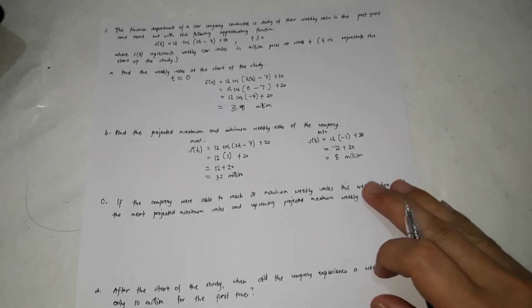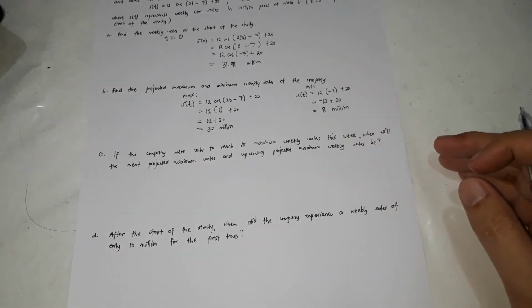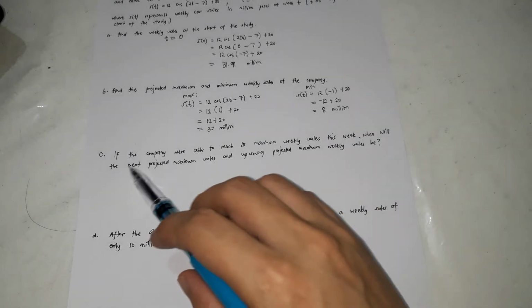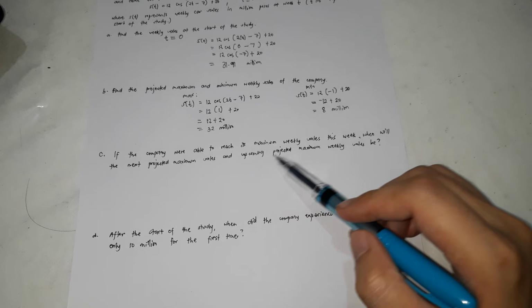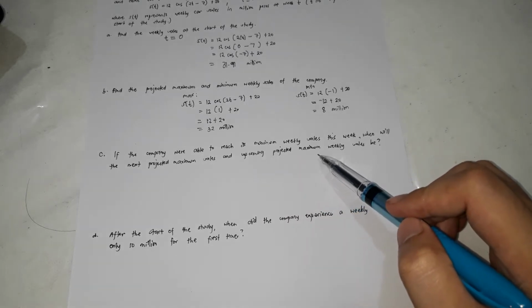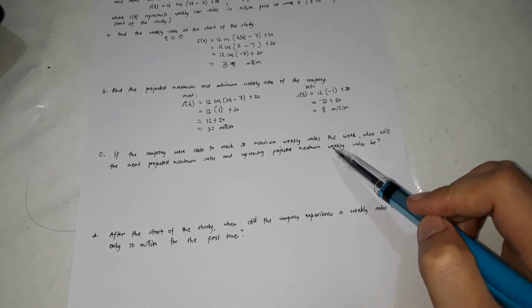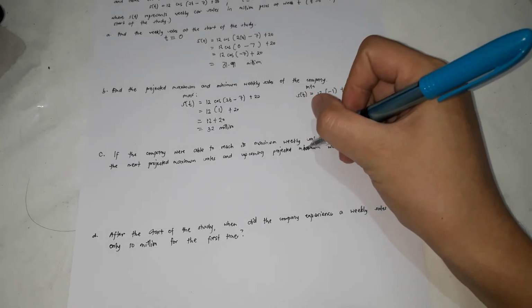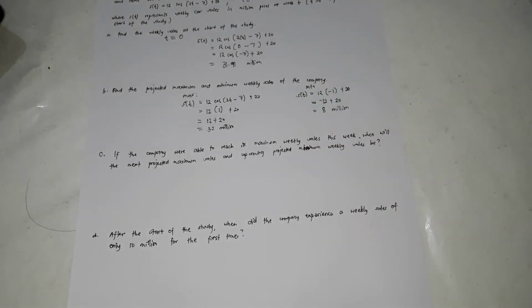That's the lowest sale. So let us see if the company were able to reach its maximum weekly sales this week. When will be the next projected maximum sales and upcoming projected minimum sales be? So we're going to identify what's the next possible maximum sales and when will be the next minimum sales.